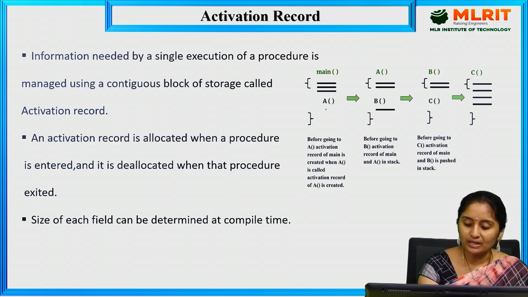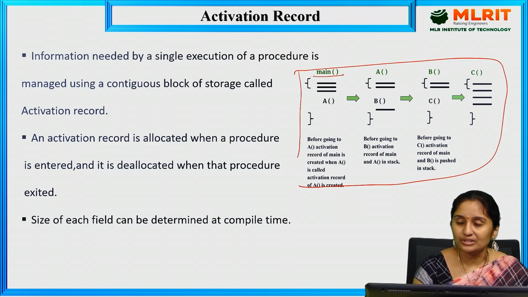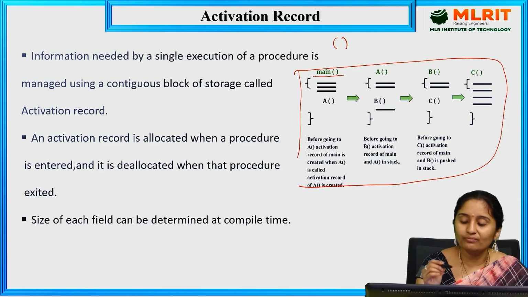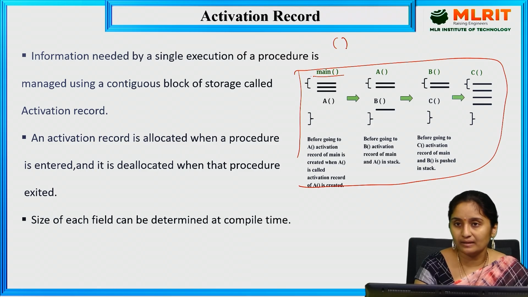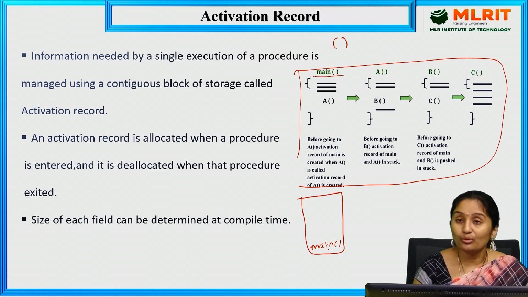So suppose a function call is done. Let us take one example. When main is called, main is a function call. A function call is recognized when it has open and closed brackets. So when main is called, it is a function, and it will be stored in the stack. The main function is stored in the stack as main.